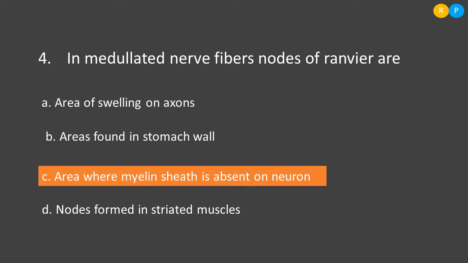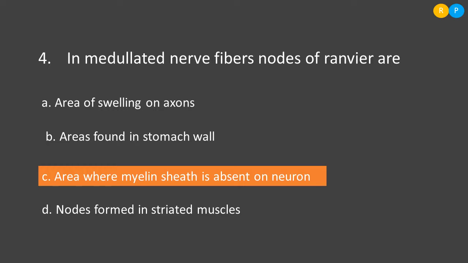This is completely wrong. Then option C, area where myelin sheath is absent on neuron. So that is what I told. The nodes of Ranvier is the region where the myelin sheath is absent on neuron. So the correct answer here is option C.